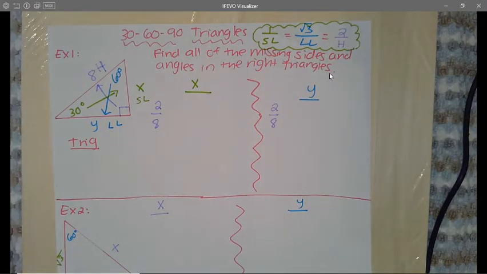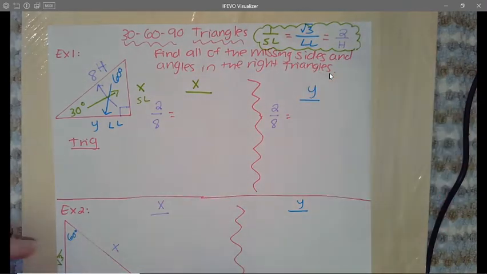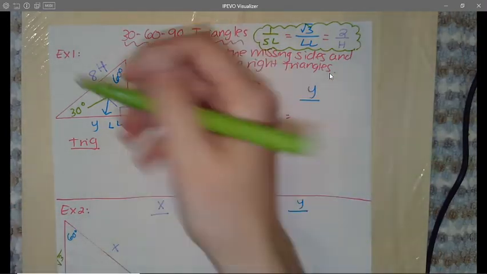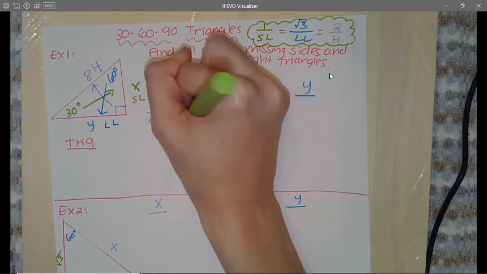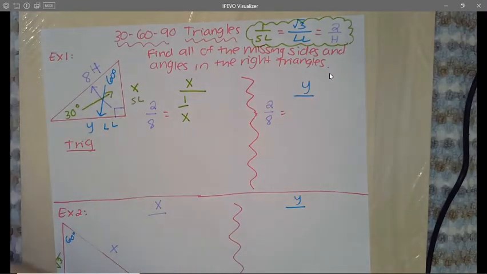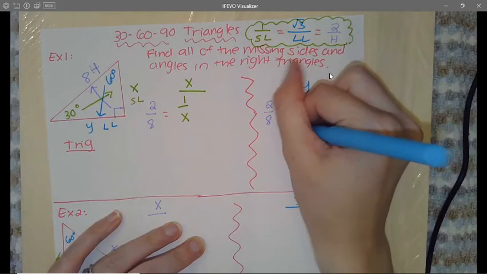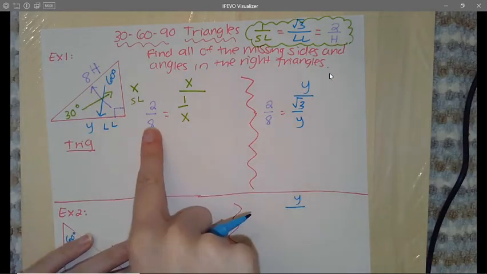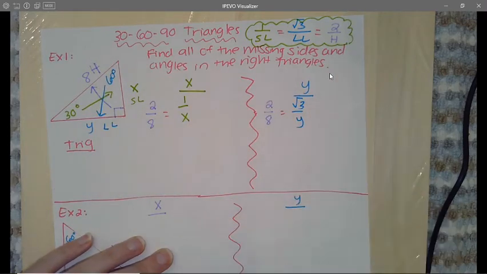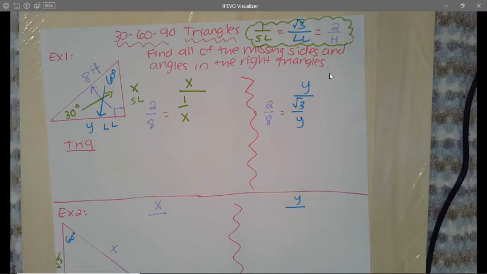All right, so 2 over 8 will equal, well, on this side, x is the short leg. So I'm going to use the short leg ratio to help me solve for x. The short leg ratio is 1 over short leg, which in this case is the x. So 1 over x. On this side, y is the long leg, and the ratio for the long leg is root 3 over long leg, which happens to be y. So you use the ratio that you know the value for first, and you use that in each problem to help you solve for the missing side length. I'm going to use whatever ratio I'm given both times to help me find the other two missing sides.